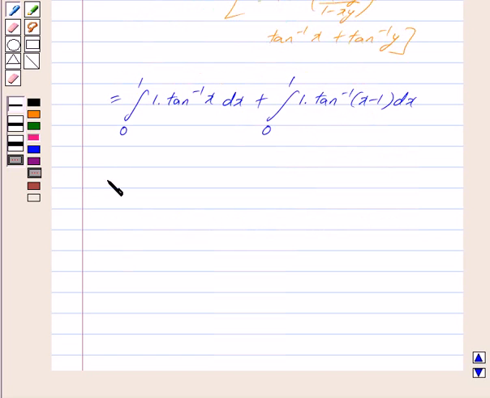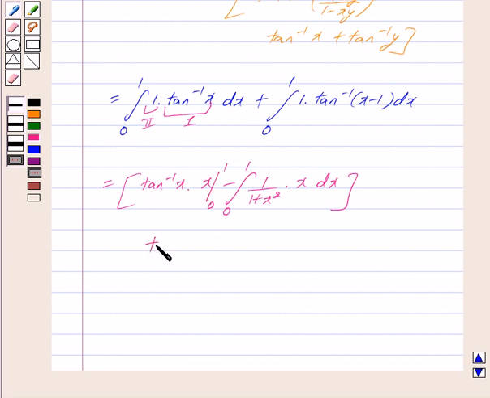Now taking tan inverse x as the first function and 1 as the second function and applying integration by parts method, we get first, that is tan inverse x into integration of second, so we get x, minus the integral from 0 to 1 of the derivative of first, that is the derivative of tan inverse x, which is 1 upon 1 plus x square, into integration of second, so we get x dx.